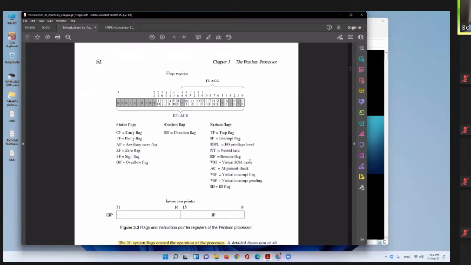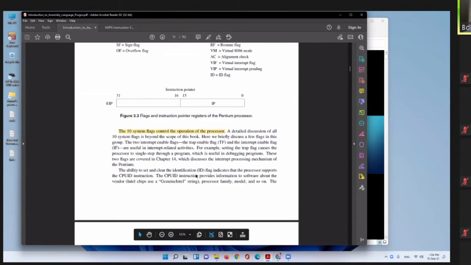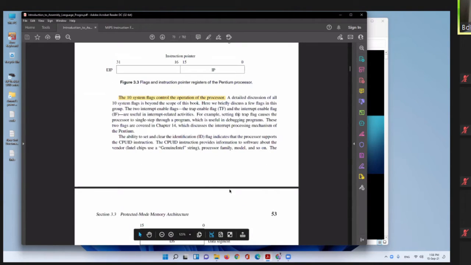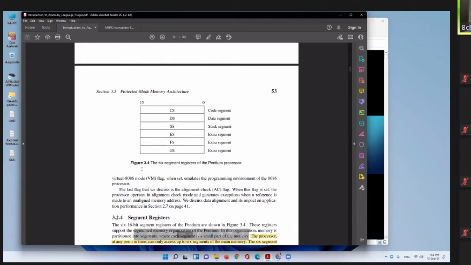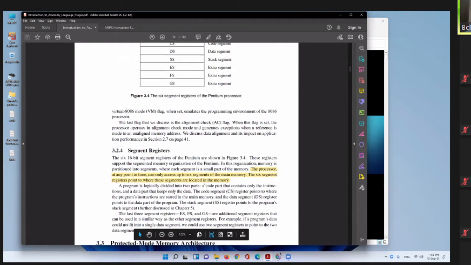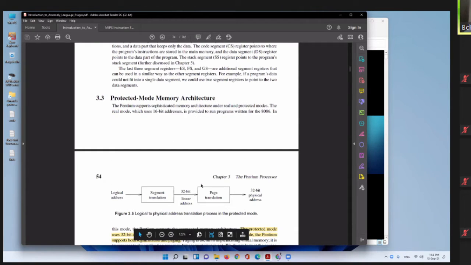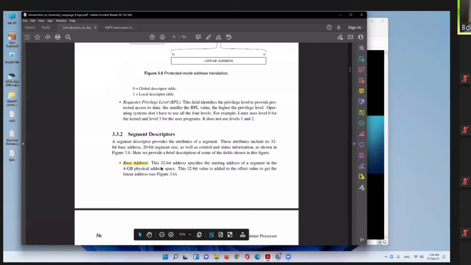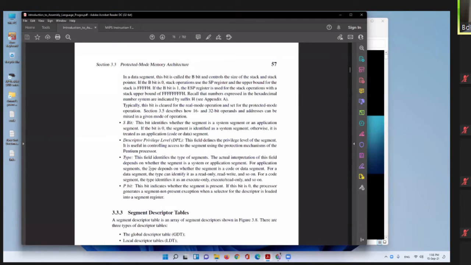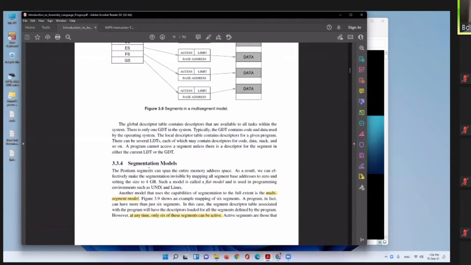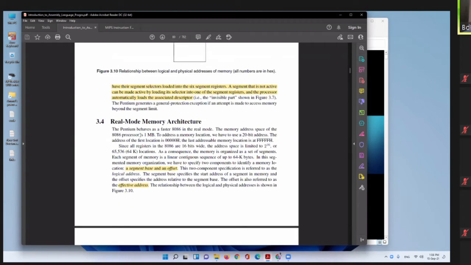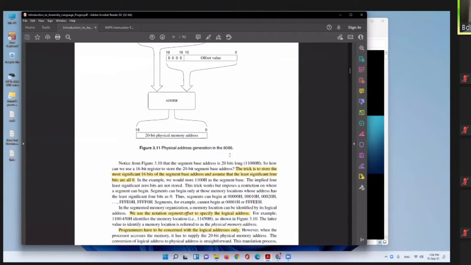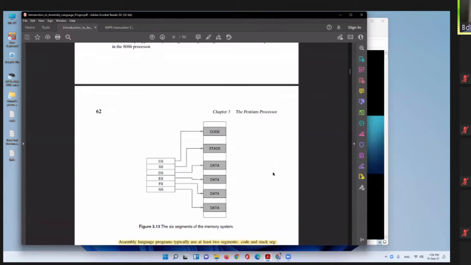Anyway, we have almost finished because it is our last class. We have discussed the 6 segment registers. We have discussed 2 types of memory architecture: protected mode memory architecture and real mode memory architecture. Make sure you do it very well, because it's also a very common question. So I think that's all from this chapter.